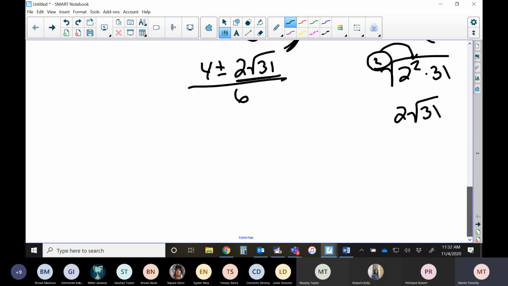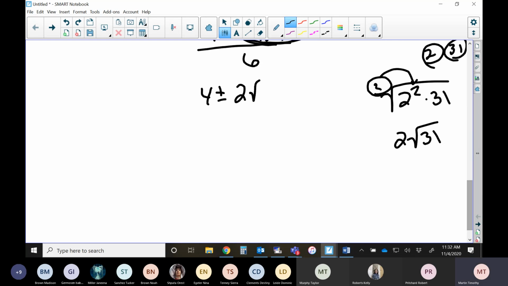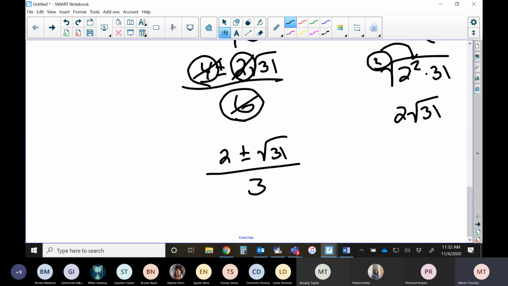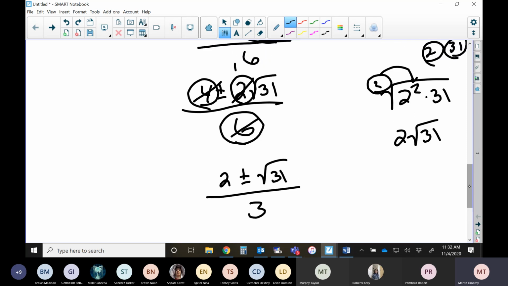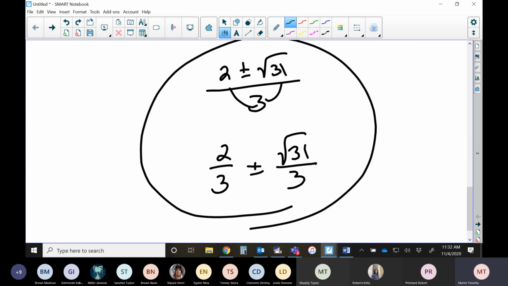And then here, because all three of these things share a 2 in common, I can actually reduce that. Divide by 2, divide by 2, divide by 2, and I get 2 plus or minus 1 square root of 31, which is just the same thing as the square root of 31 over 3. That's one way they might write it. Another way you might see it is 2 over 3, give this 3 to the 2, plus or minus, give the 3 to this, square root of 31 over 3. Those are both answers you might see on the SATs.